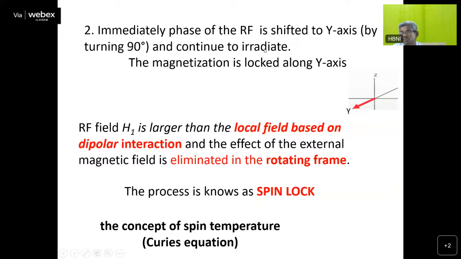We are not switching off. So the magnetization is locked in the y-axis. You see, the proton magnetization is locked in the y-axis. It has gone to the y-axis first. Then by changing the RF phase, we have locked it to the y-axis.